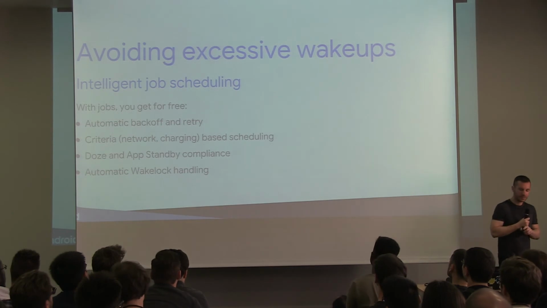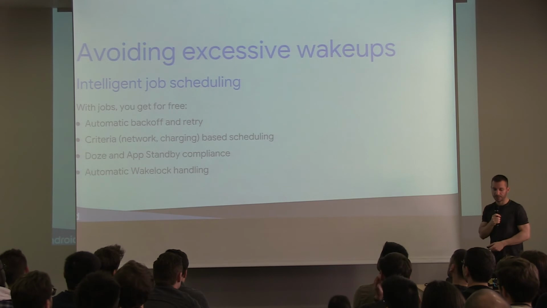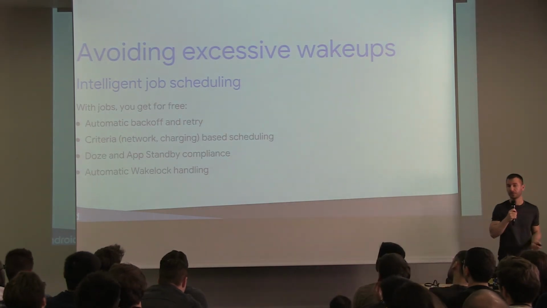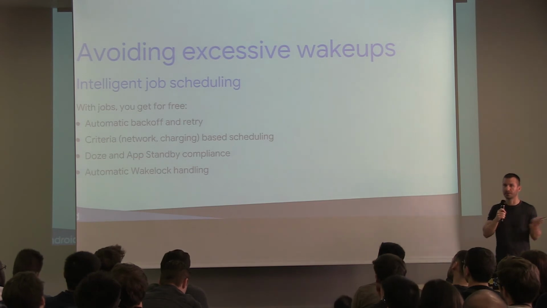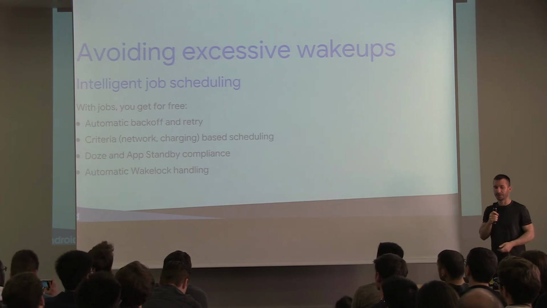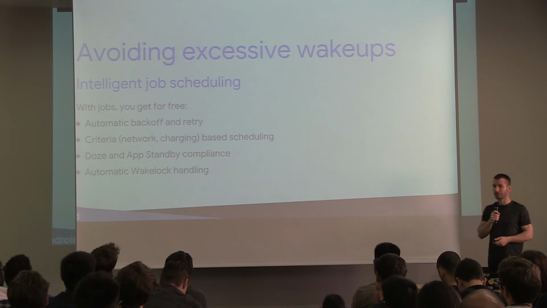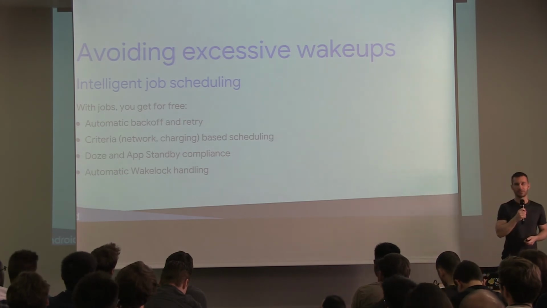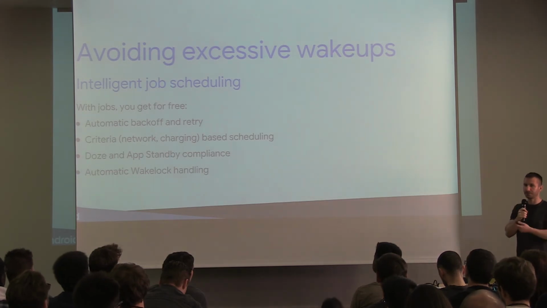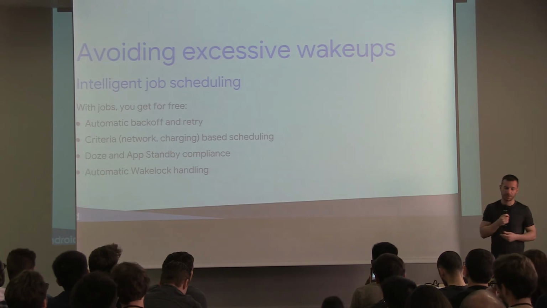And like I said, with intelligent job scheduling, so things like Job Scheduler, you get a lot of things for free. You get automatic backup and retry in case your job fails for whatever reason. Let's say the Wi-Fi connection got lost. So you don't have to reschedule it again using something like Alarm Manager. It will be taken care of for you. You can set criteria like network or charging so that you don't wake up your device to download something from the internet if it has no connection. Job Scheduler will just intelligently only run your job when the criteria are met.